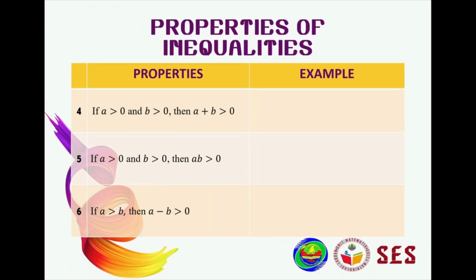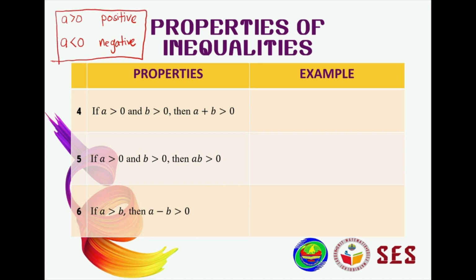Alright, move to another property, the fourth one. If A is greater than 0 and B is greater than 0, then A plus B is greater than 0. First of all, I need to give you the definition of greater than 0 or less than 0. If you have A greater than 0, it means that A is a positive number. If you have A less than 0, whatever number A is, if it is less than 0, it means a negative number.